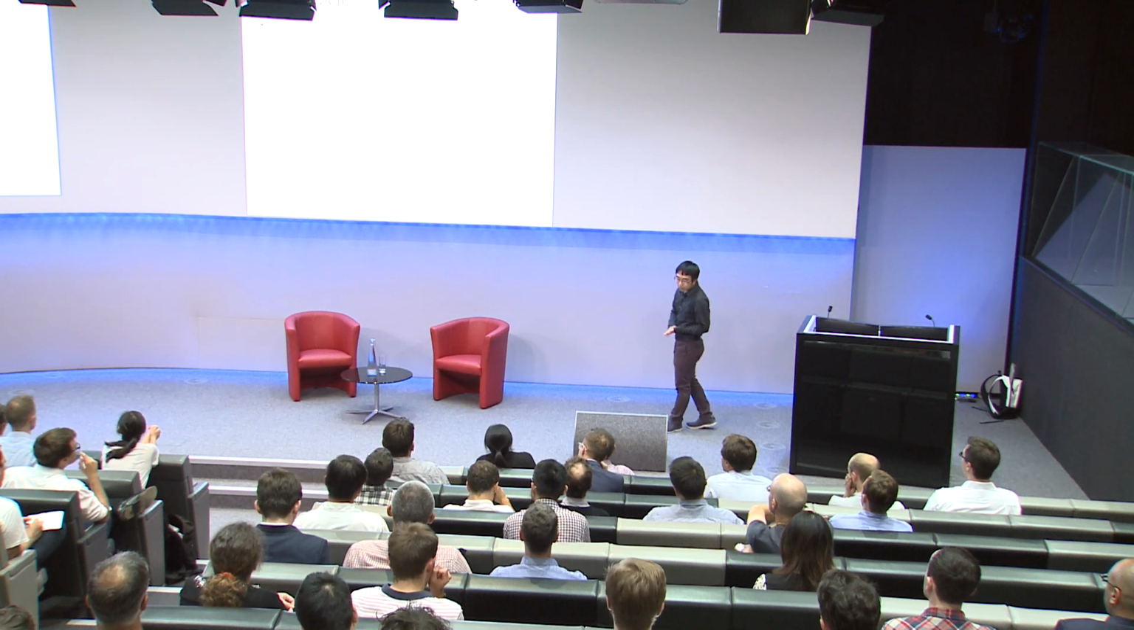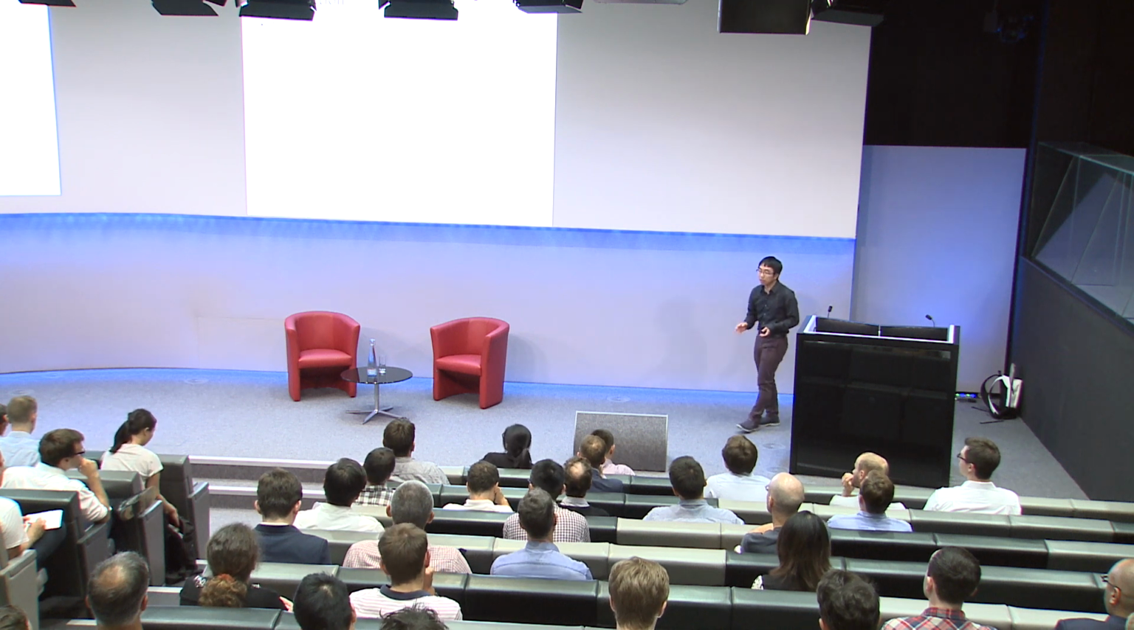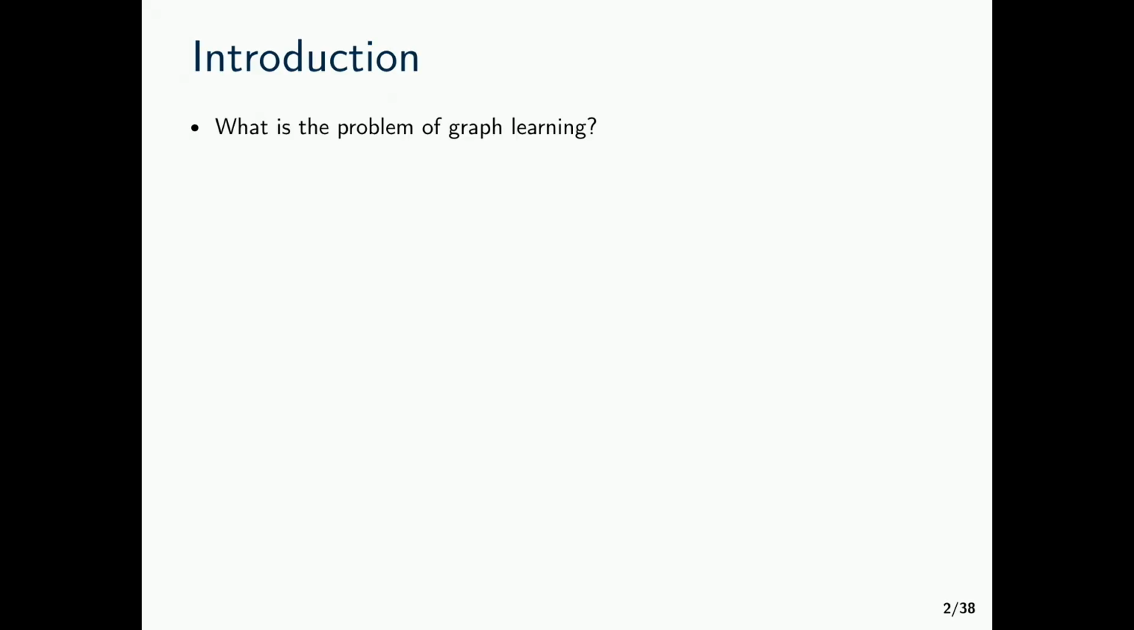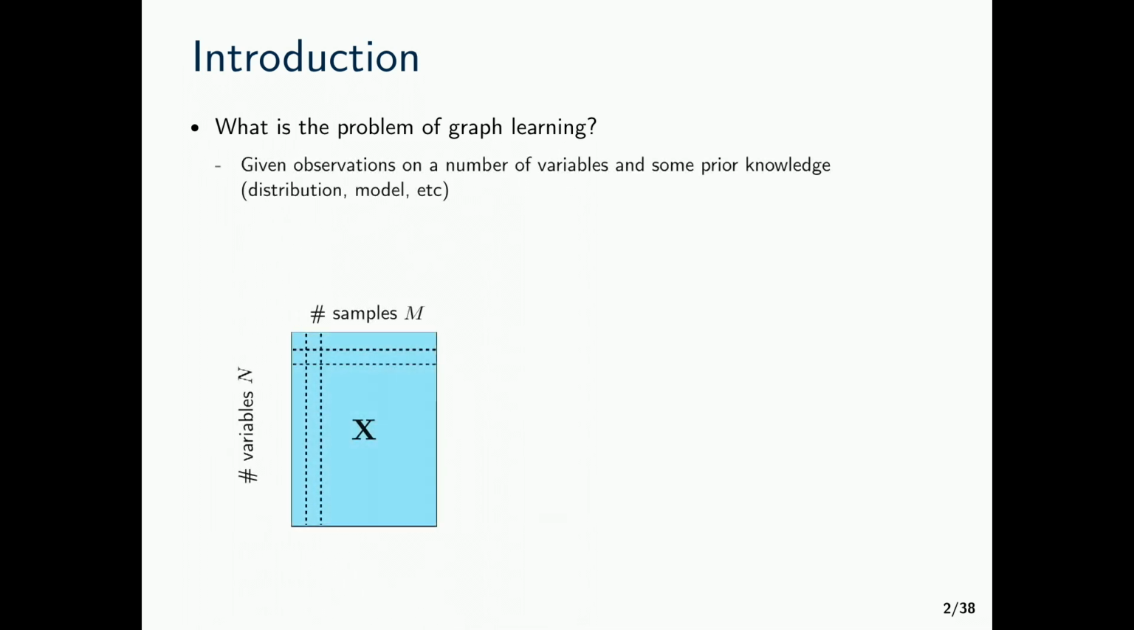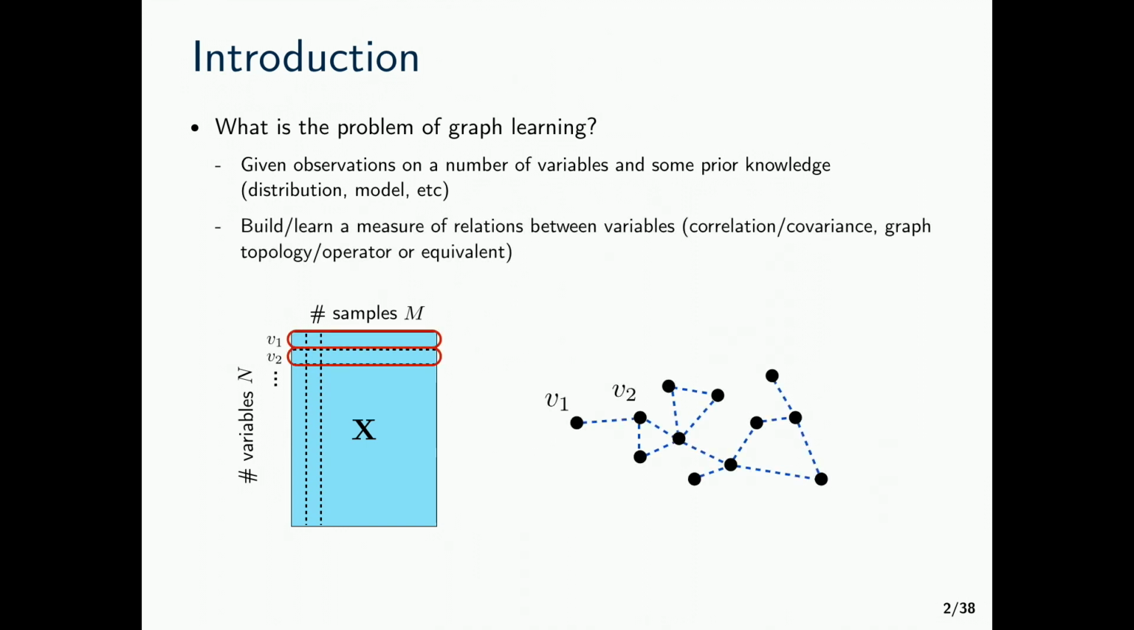The first question that we would like to ask is, what is the problem of learning graphs from data, or in short, graph learning in this talk? Usually the problem is that we are given a set of observations on a number of variables, which are usually represented by a data matrix X over there. Each row of the matrix corresponds to the variables, so we have n variables, and each column corresponds to a sample, so we have m samples for each variable. Now, given some prior knowledge about the distribution or model of the data, we wish to learn or build a measure of relationships between these variables.